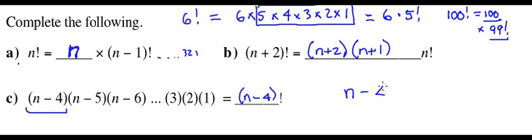Please don't write this. This means something else. This means plain old n minus the factorial of 4. You need the bracketing to make it clear that this entire thing is the part of the factorial.